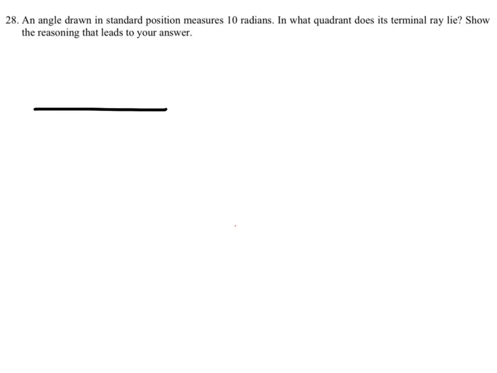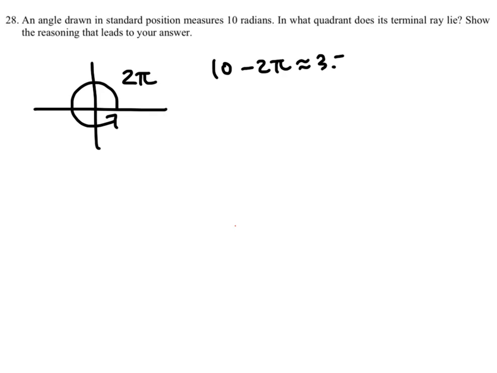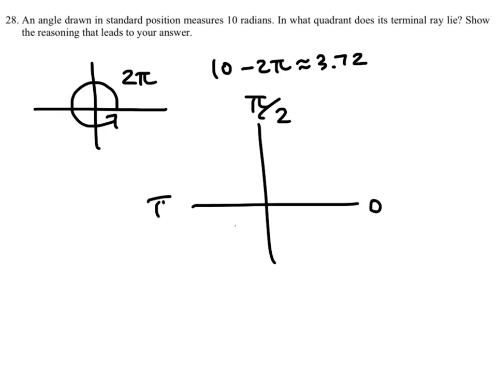So angle drawn in the standard position is 10 radians, and then we want to see which quadrant it lies. So we know that angle around the circle, angle around the point will be equal to 2 pi. So obviously 2 pi is about 6.28. So 10 is more than that. So what I have done is I subtracted 10 minus 2 pi to see what that might be equal to. It's about 3.72. So that means when you look at the quadrants in radian measures, between 0 and then pi over 2 is the first quadrant. Next one is pi. Next one is 3 pi over 2.